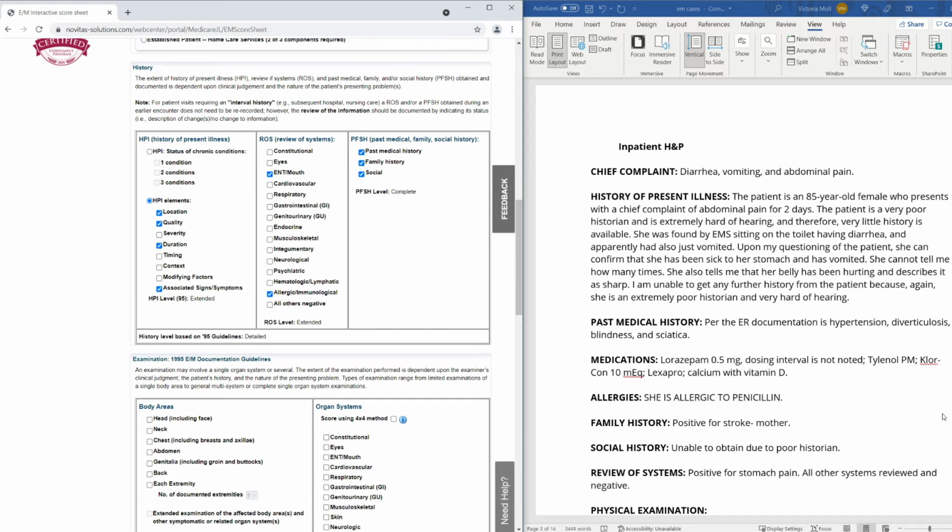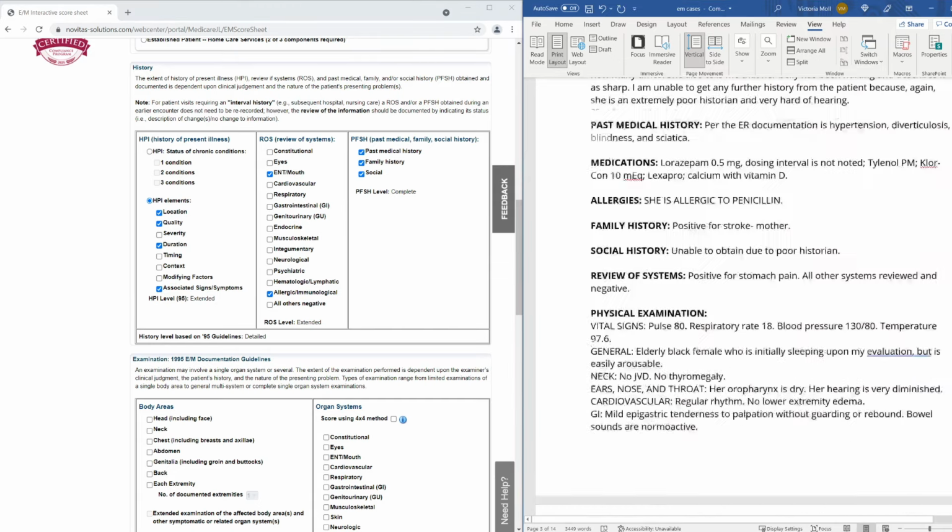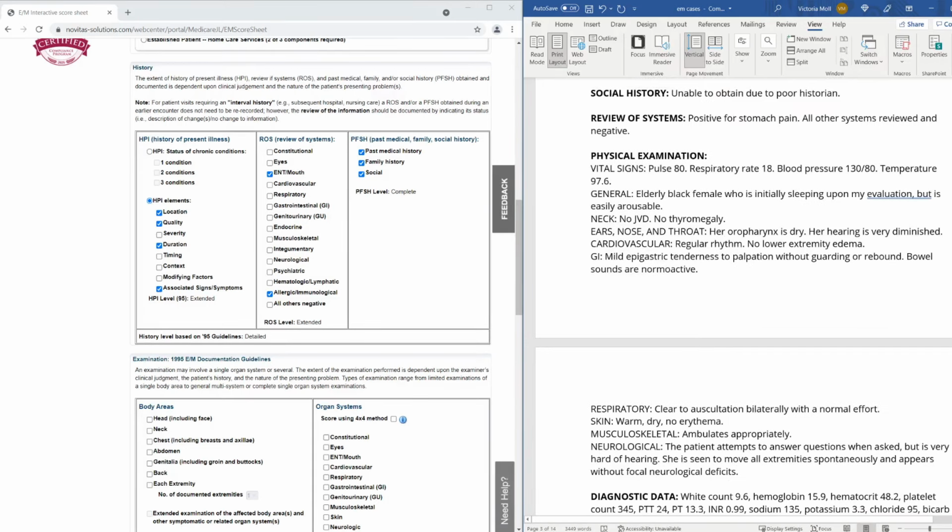It's not that they were like, oh, I'm just not going to ask the patient for their social history. They genuinely just couldn't obtain it.